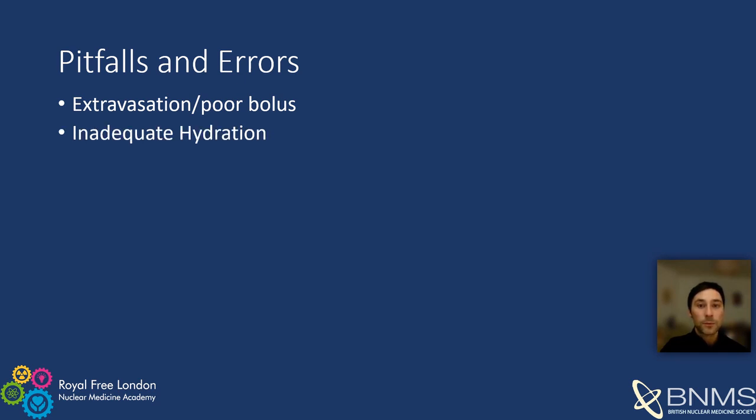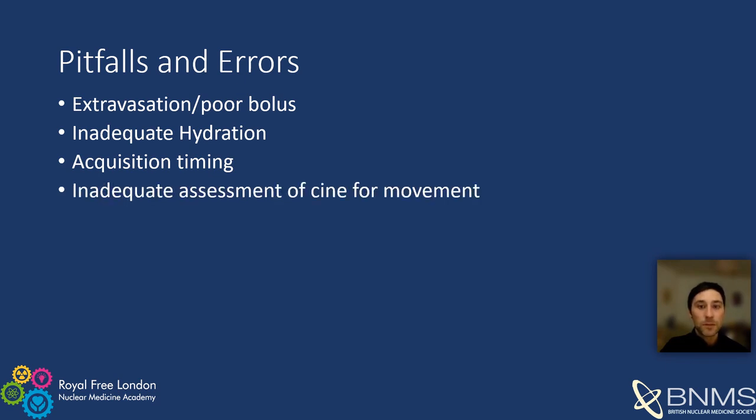Inadequate hydration can produce a renogram pattern that mimics obstruction. If the acquisition is started too early or late, this will affect the renogram curves and possibly the relative function calculation. Patient movement can result in the kidney not being covered by the ROIs.